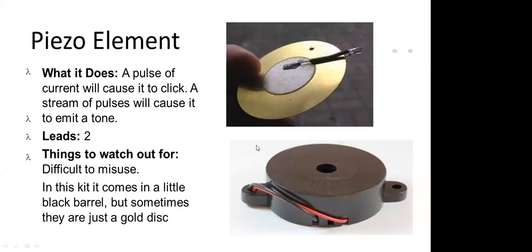Tomorrow's assignment is that you note down and identify the difference between an active buzzer and a passive buzzer, and tell me in tomorrow's session. So what is the difference between an active buzzer and a passive buzzer?